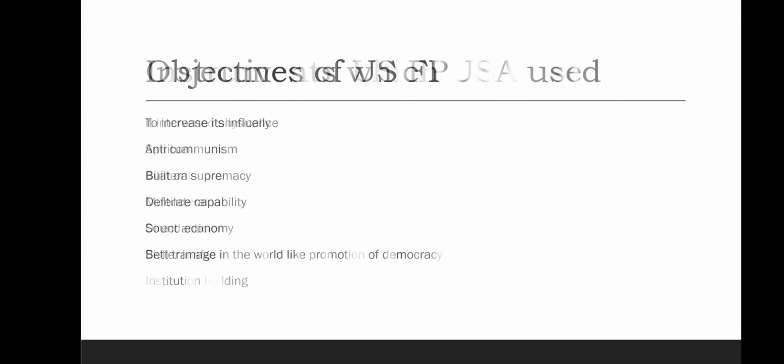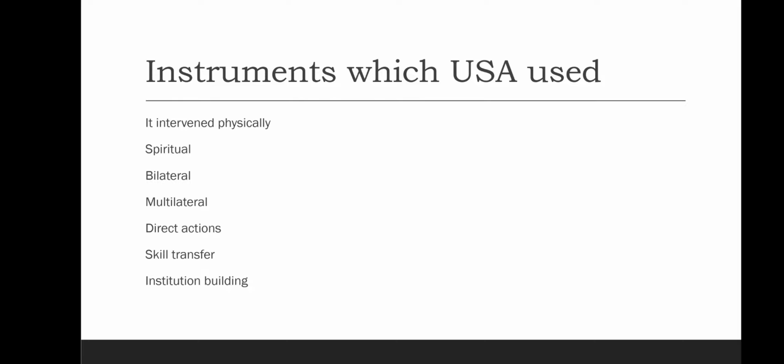So what instruments did America use as a source of intervention in world affairs? It intervened physically, it intervened spiritually, bilaterally, multilaterally. Somewhere it adopted direct actions, and also utilized skill transfer, technology, and institution building in world affairs for the promotion of its objectives, utilizing these areas as instruments.